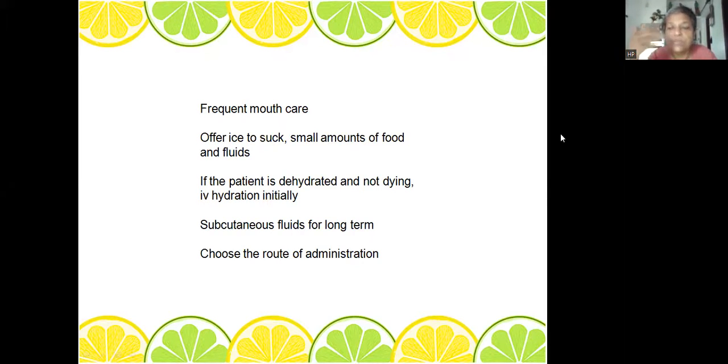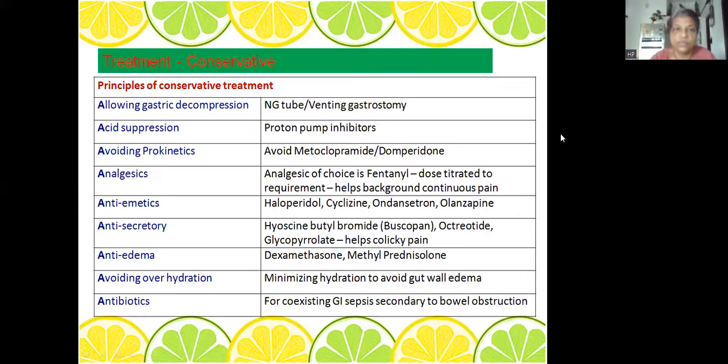So we need to give them frequent mouth care. We can even offer ice to suck and small amounts of food and fluids, if there is no complete obstruction, as I said before. If the patient is dehydrated and not dying, IV hydration is very, very important. But in long-term conditions, of course, we can go for subcutaneous fluids. Choose the correct route of administration. Remember the patient's quality of life.